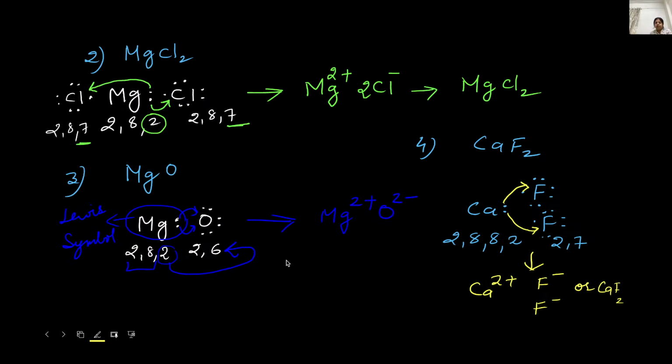So, we have studied here some typical examples of ionic bond formation. Have you understood how the formation of bond takes place and what is the need of completing the octet, students?